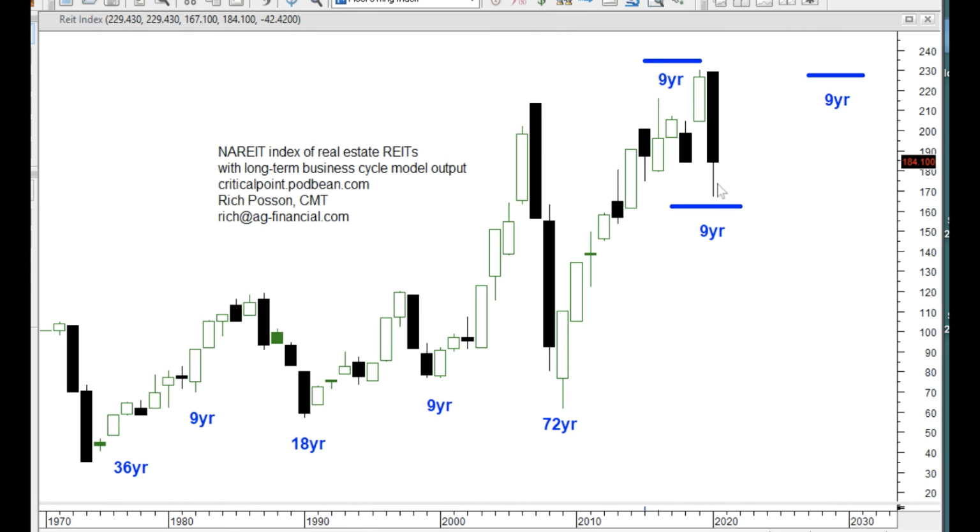Okay, so at any rate, the forecast says that it may have bottomed. And this again, the NAREIT is REITs. It's an index of REITs, a basket of REITs that are real estate investment trusts. And the problem with this kind of investment is if it's liquid and in this index, it's going to reflect a lot of the stock market as well as real estate.